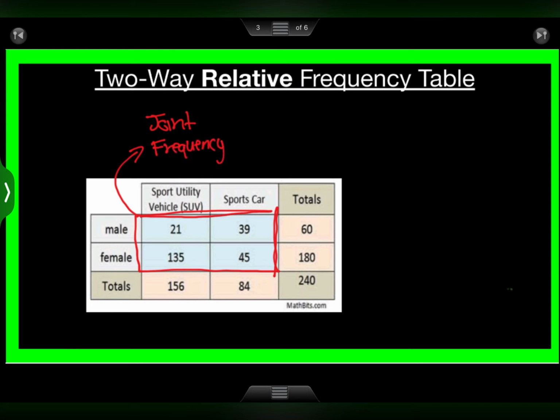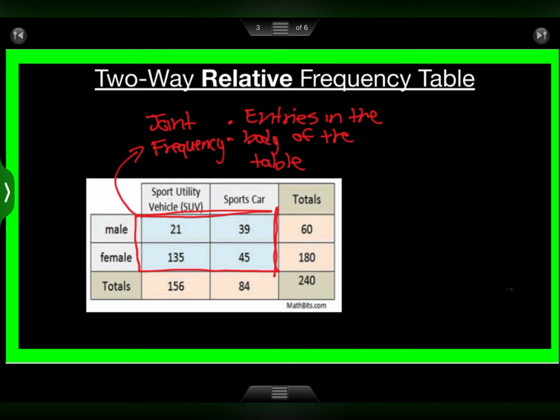Okay, with joint frequency, these are the entries in the body of the table. So we're going to put that here so we'll know exactly what this definition is. Okay, now with us knowing that these are the entries within the body of the table, they're called joint frequencies.